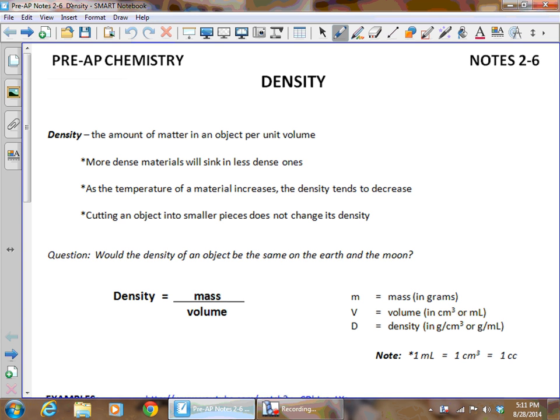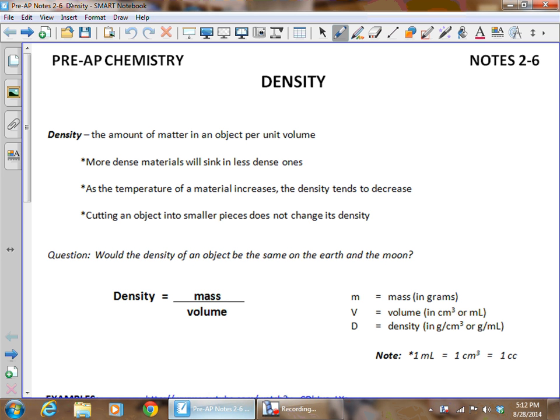Today we're going to talk about density. When we think about the density of material, we're looking at the amount of matter an object has per unit volume. I sometimes think about how squished together the particles are. The more dense materials, keep in mind, are the ones that will sink if you put them into less dense ones. For instance, cold air will sink, hot air will rise.